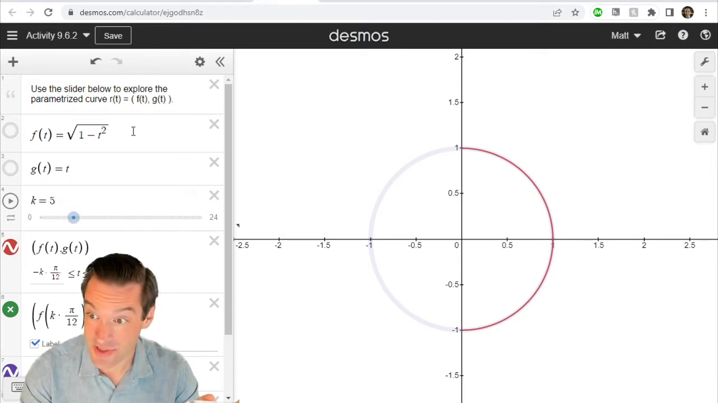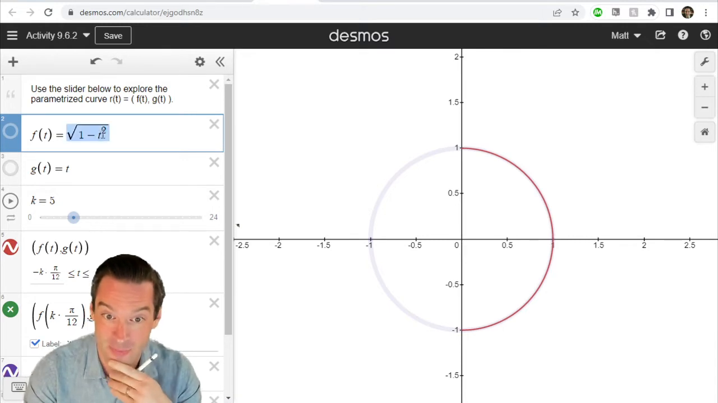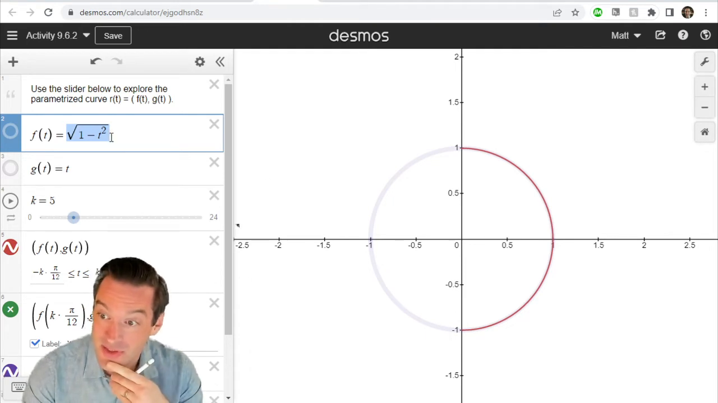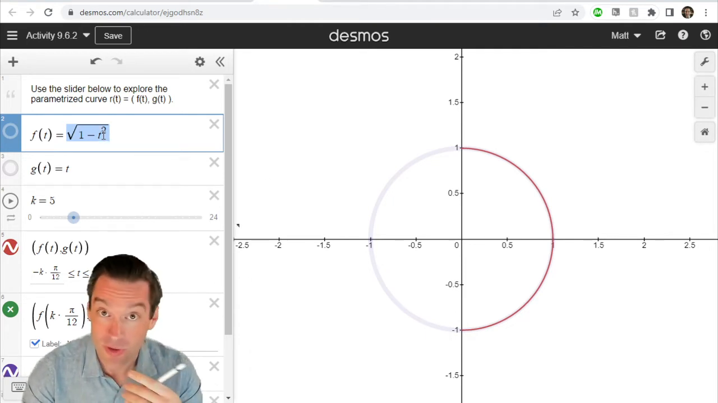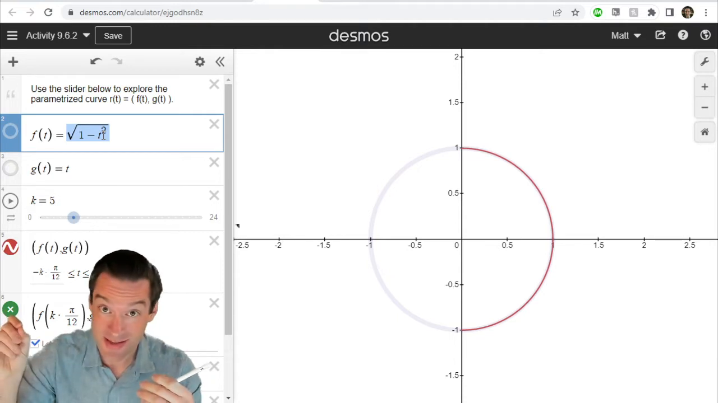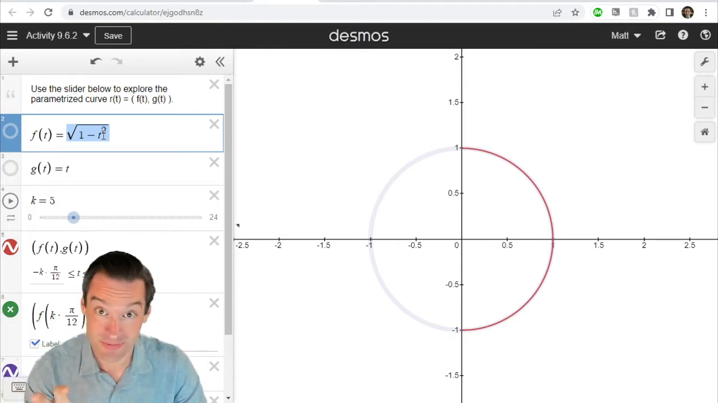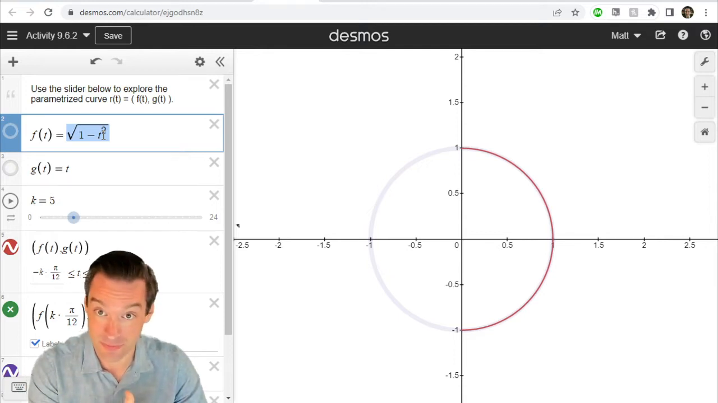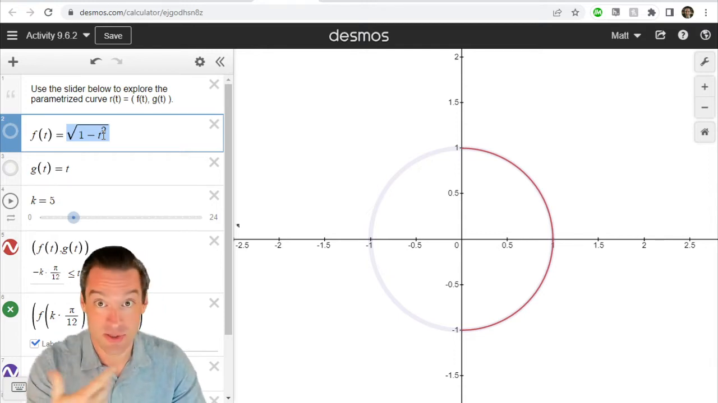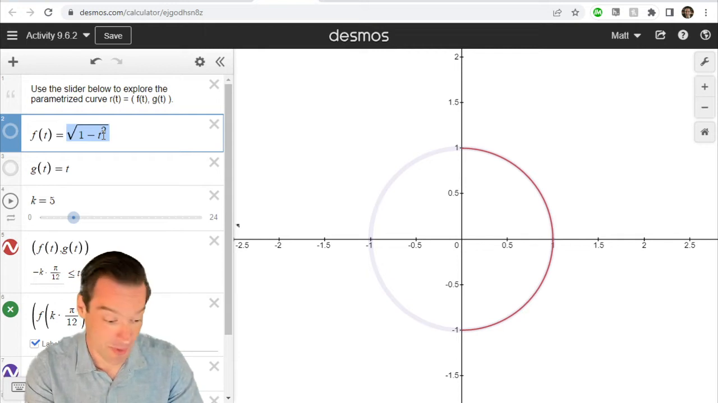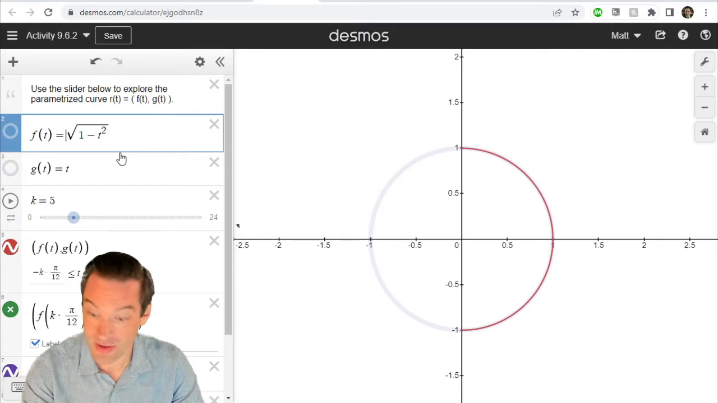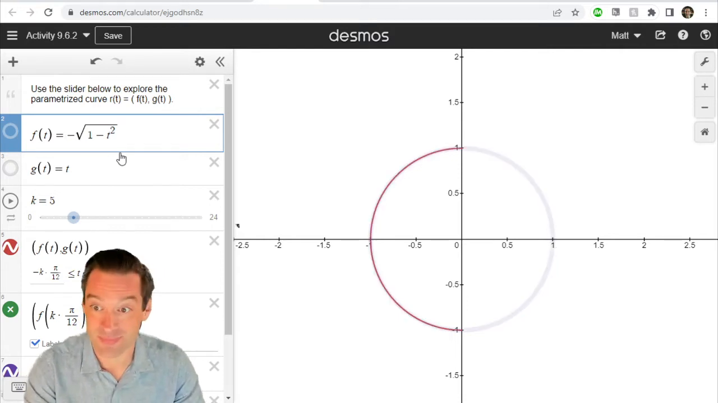And how does the algebra tell me that? Here are my x values: square root of 1 minus t squared. Because it's squared, so there's no negative. Well, the t is being squared, but more importantly, the output of a square root function is always going to be a non-negative value, right? The square root of blank is never going to produce a negative number, just because that's how the square root function works. If I wanted to get the left half, I would probably want to put a minus sign in front of here.